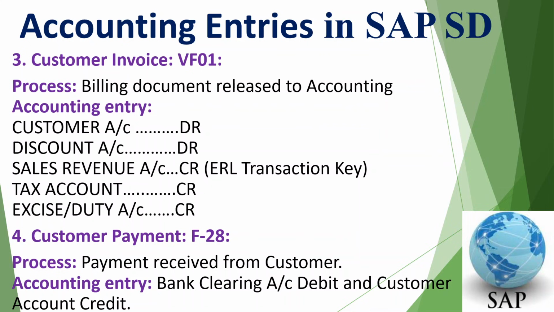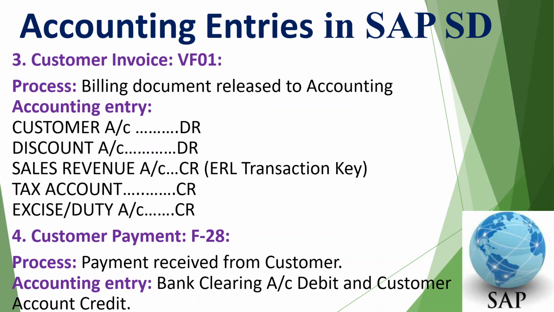Next entry from the SAP SD side to the accounting will be when you do the billing to the customer and release the billing document to the accounting. So at that point of time, depending on what all components are applicable for that given sales order, I have just given one example as such: customer account debit, discount account debit, sales revenue account credit with the ERL transaction key, tax account credit, excise duty account if applicable credit. So these items put together will complete your accounting transaction meant for the customer invoice.